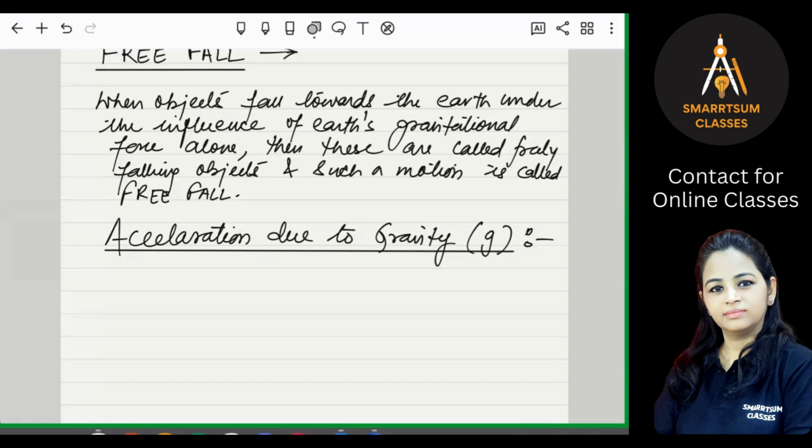This increase is actually occurring because of the force which is exerted by the earth, the gravitational force, the gravitational pull of the earth. This change in speed of the free fall object is called acceleration due to gravity, and it is denoted by small g.